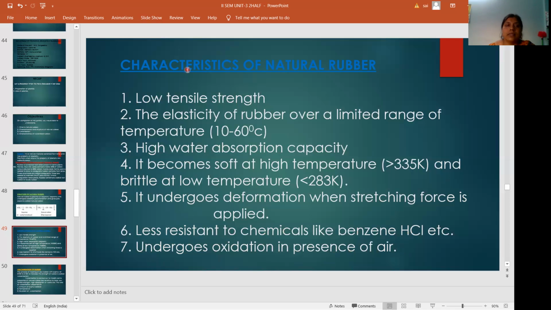So these are the characteristics of natural rubber. Low tensile strength, elasticity of rubber over a limited range. In this range only, it shows elastic property. High water absorption capacity, soft at high temperature, brittle at low temperature, undergoes deformation, which means it loses its shape when stretching force is applied, less resistant to chemicals, and undergoes oxidation in the presence of air.